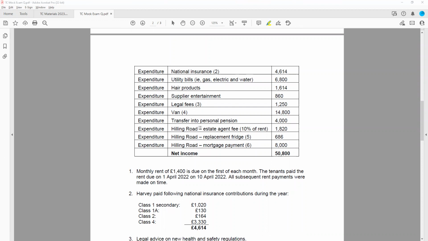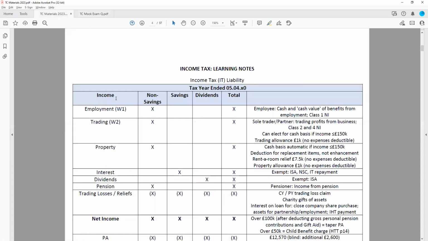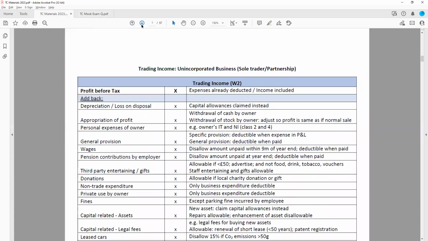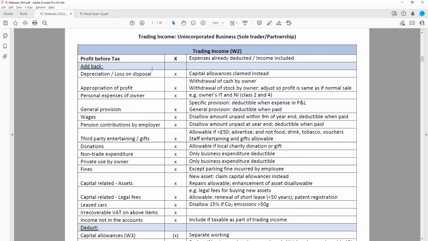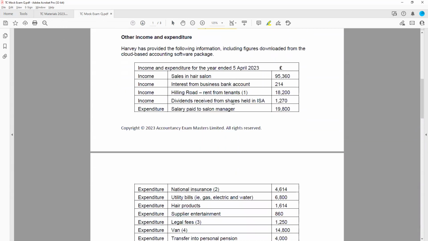So we know that he's going to have trading income, and we know that he's going to have property income as well, as we've already discussed. So the trading income will almost always be more involved. There's more to do with the trading income. Property is relatively straightforward. So of course, with the trading income, what we're going to need to decide is which of these expenses are allowable and which of these expenses are disallowable.